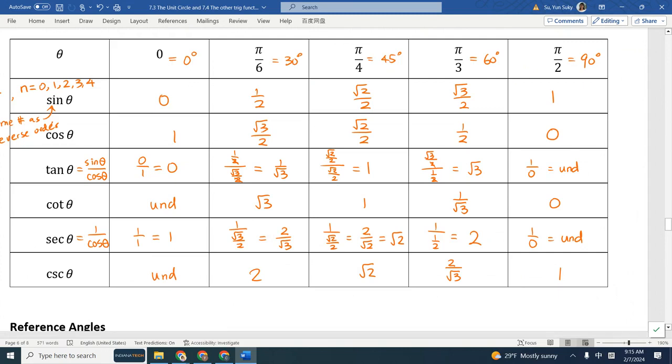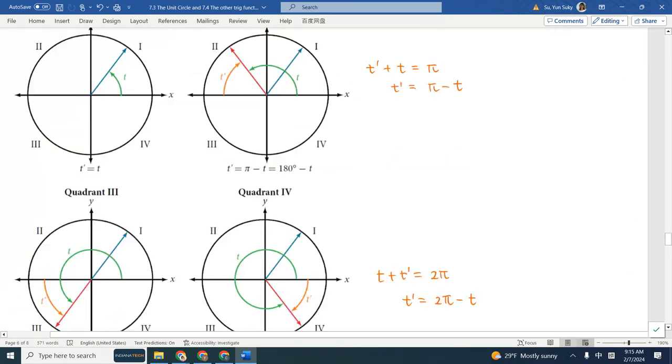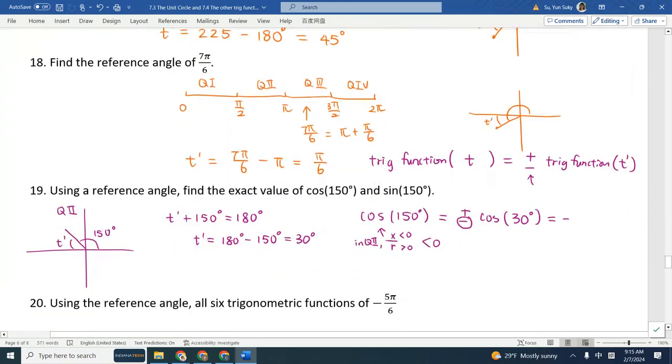Square root of 3 over 2. Yes, so that is square root of 3 over 2. Is that okay, everybody? Now, how about sine 150 degrees?